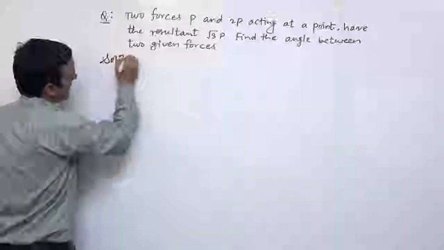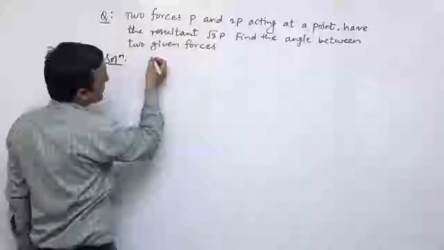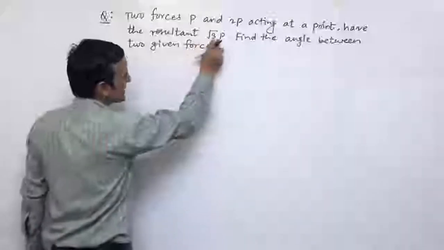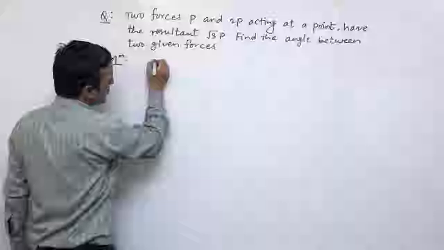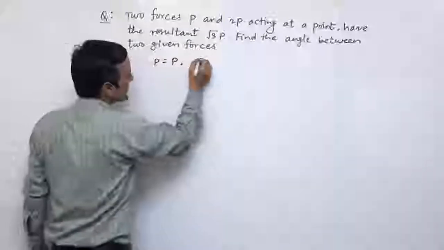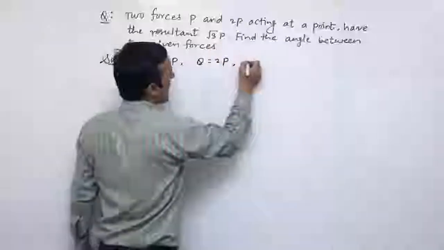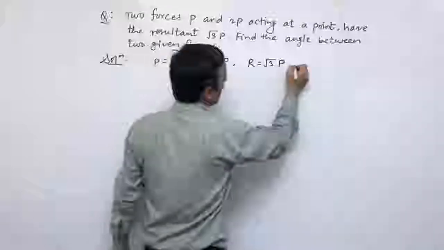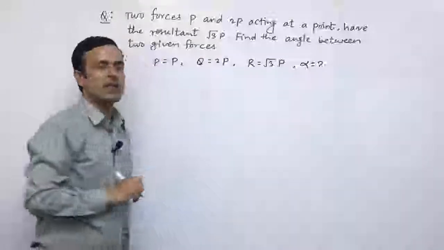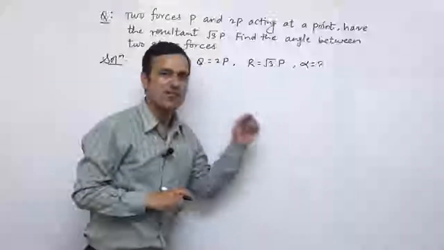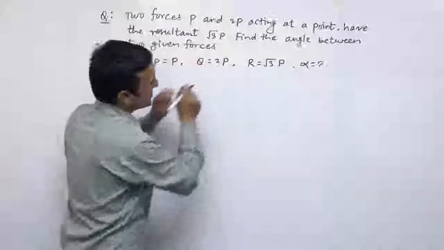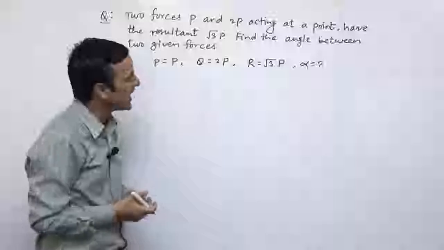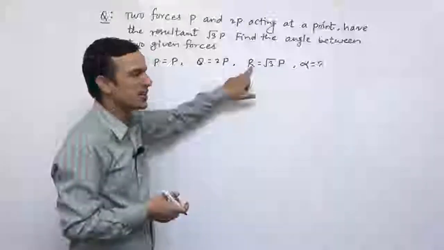So for this, we have two forces P and 2P, and the resultant is this one. So in our question, in place of P it is P itself, in place of Q it is 2P, and in place of R it is root under 3P. And alpha is equal to what? The angle between two forces is alpha. So with the help of this information, we can find the value of alpha by using the suitable formula, which is the formula of resultant.